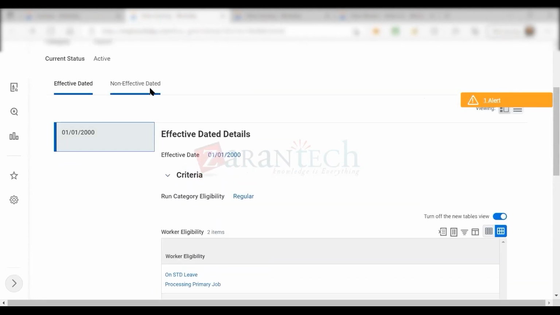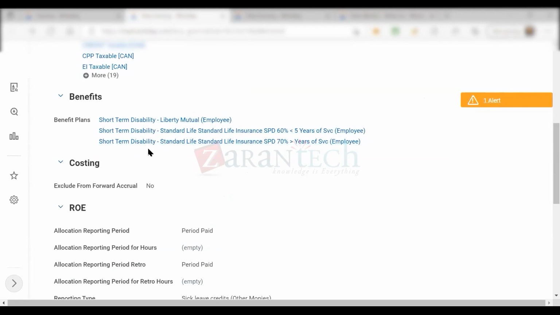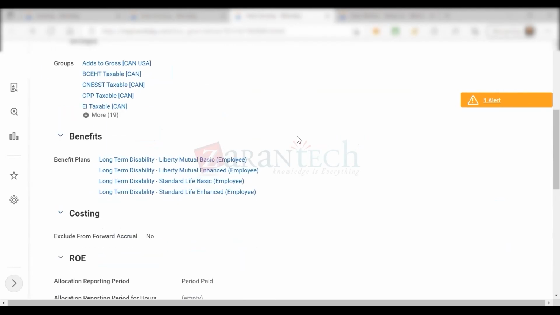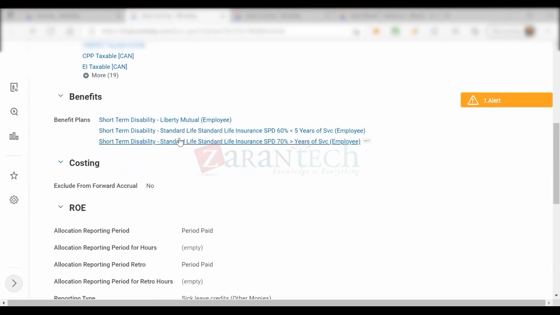And if I go and check, instead of long-term disability, now we have short-term disability benefit plans. So I keep it open side by side. This is the LTD earning, where we have all LTD plans. This is the STD earning, where I have all STD plans. But if an employee wants to get into it, they need to be enrolled in these plans.